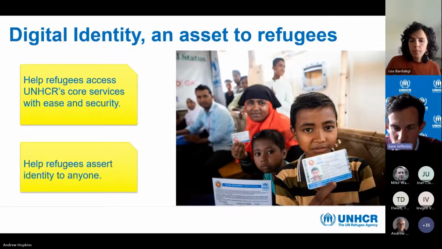So going forward, we're confident that digital identity can and should be an asset for refugees rather than just for UNHCR. So what does that mean? We really want to help refugees access our services with ease and security, and we want to help refugees be able to assert that identity to anyone else. Photo here from Bangladesh.